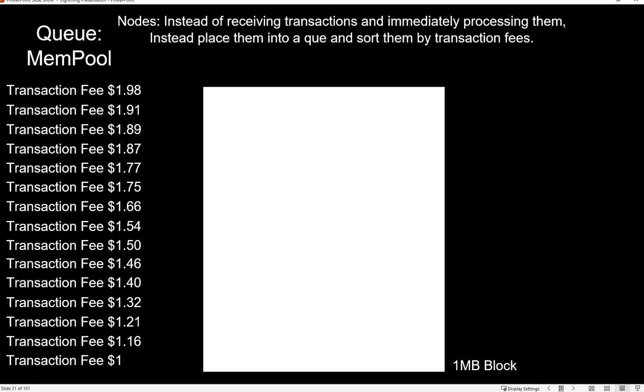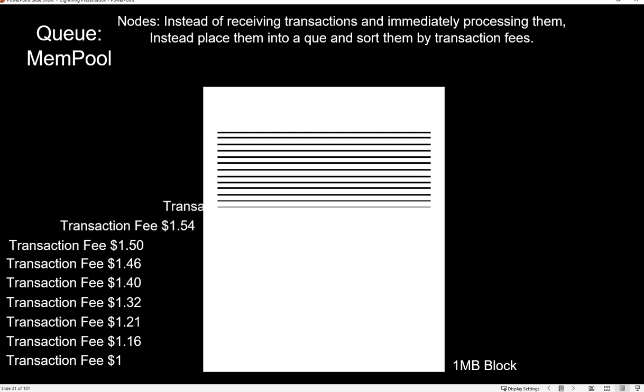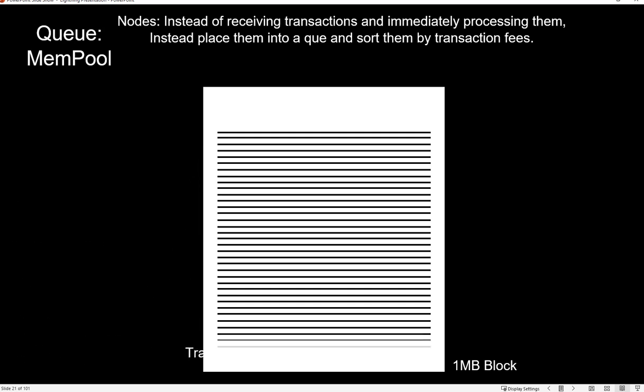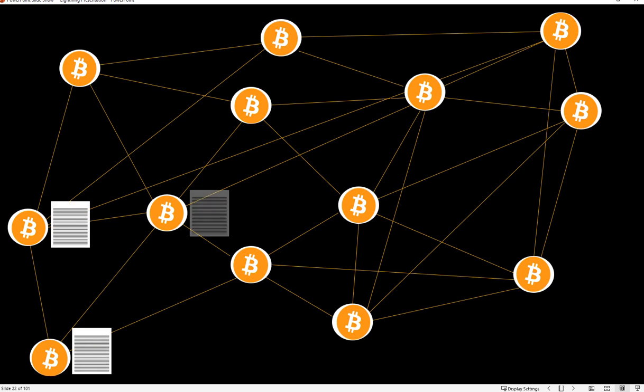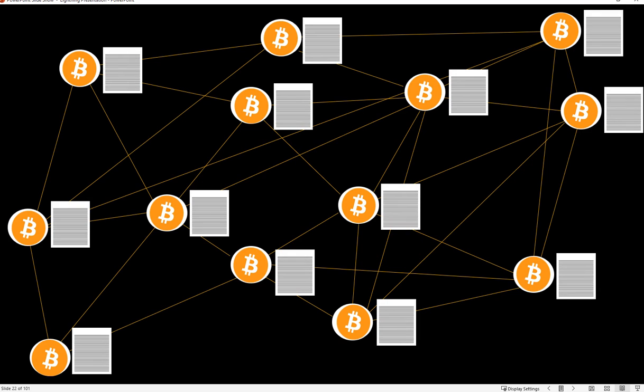All right, and then we're going to create a block. We're going to give an arbitrary size, 1 megabyte, and we're going to squeeze as many transactions into that 1 megabyte block as we can until the 1 megabyte block is full. All right, so now you're seeing what a block is. Now everyone on the network does this. So now instead of everyone processing transactions as they come, everyone's putting them in a pool and they're forming a block and putting that block together.